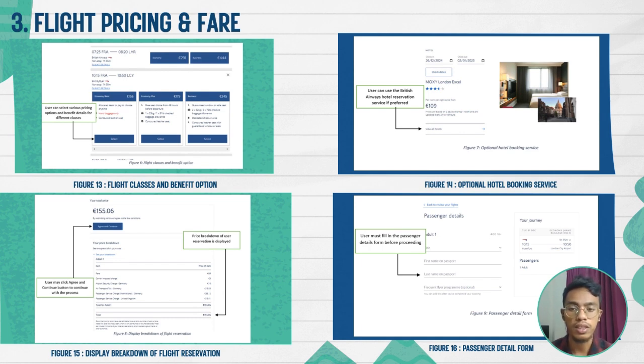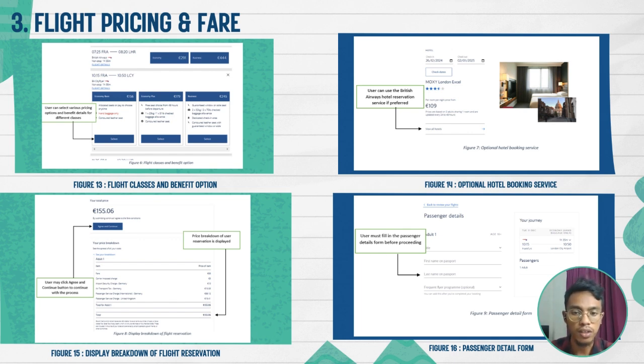First, the user will see the flight classes and benefit options. This is where the user will see a variety of options according to the user's preferences and budget. And then after selecting the options, the user will see the optional hotel booking service provided by British Airways, whether or not the user wants to book a hotel before traveling.